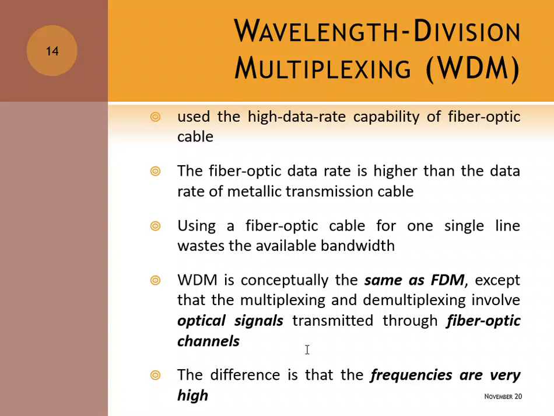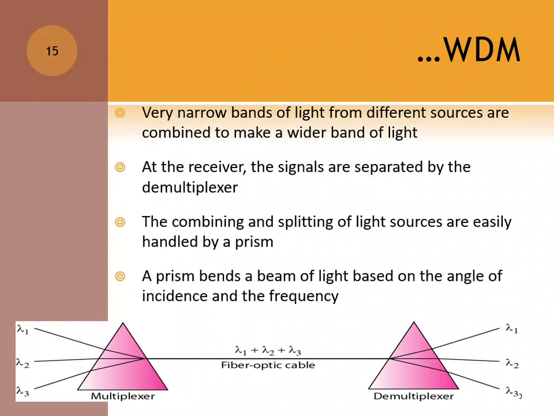Cuma WDM dia deal dengan optik, signal optik. Okay, sebab fiber optics menggunakan cahaya, konsep cahaya. Okay, jadi another main difference is that the frequencies are very high for WDM dan dia menggunakan konsep prisma. Okay, prism, very narrow bands of light. Okay, dia menggunakan konsep cahaya, where light from different sources are combined to make a wider band of light.